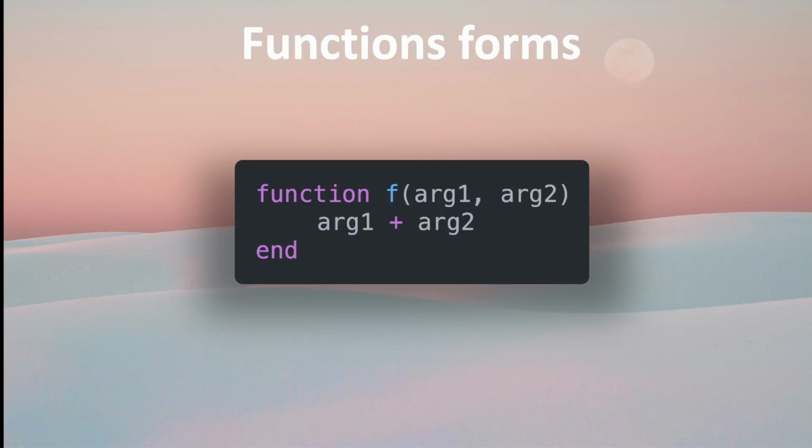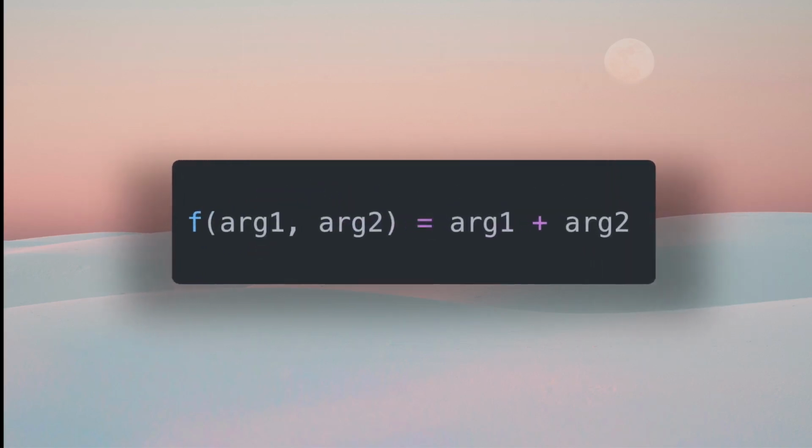Julia has several ways to define and write functions. The function definition that we just saw is defined as the long form. We have here a very simple example with a function named f that takes two arguments and just adds them. So this is the long form, but we could also write the function like this. And what we have here is the short form. As you can see, the short form drops the function and the end keyword and uses an equal sign to put everything in one line.